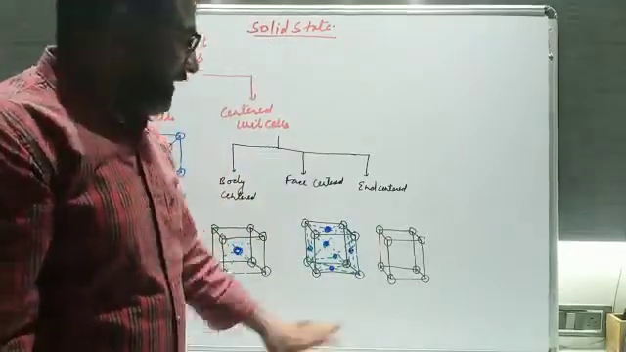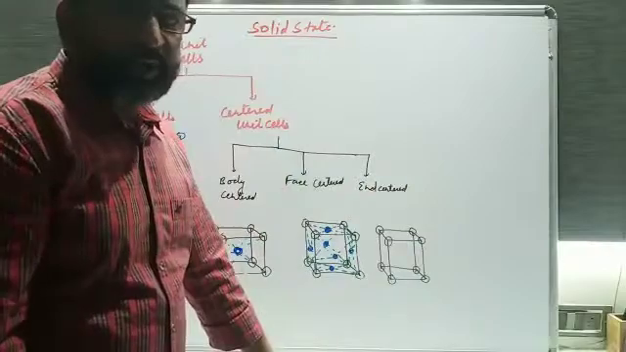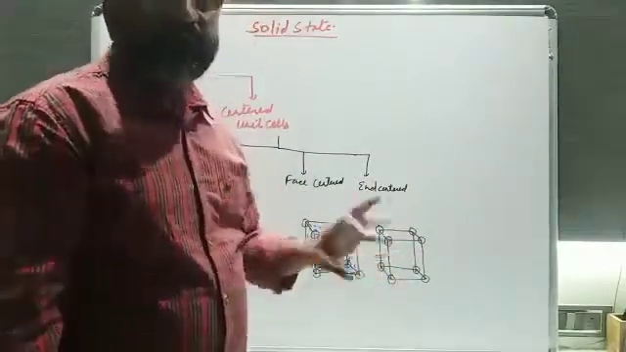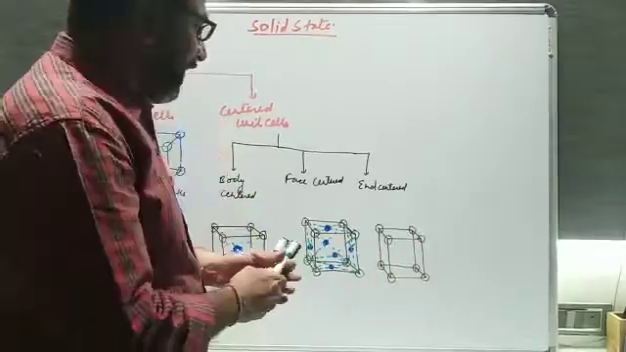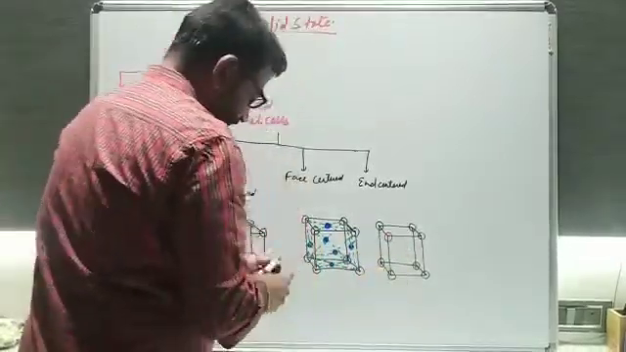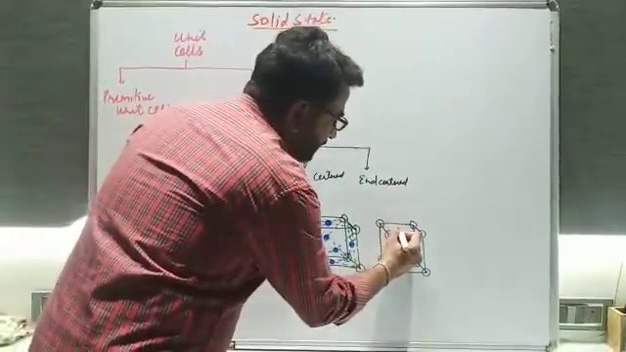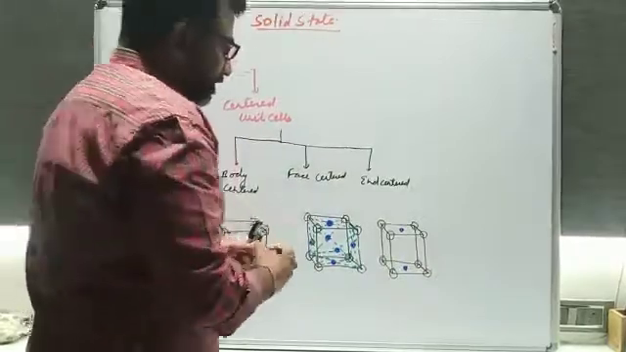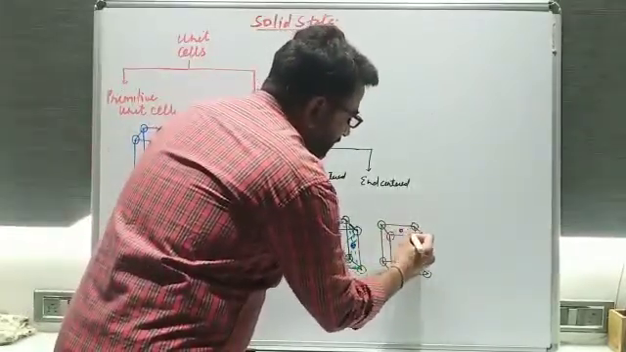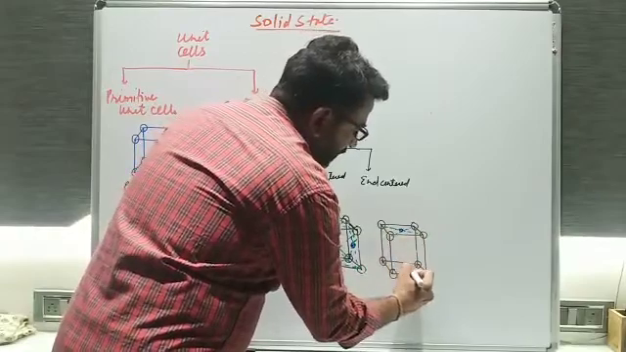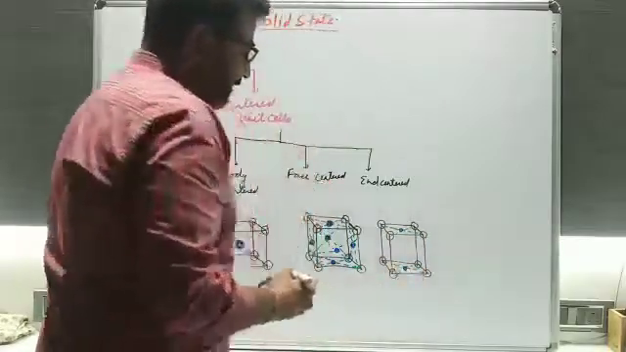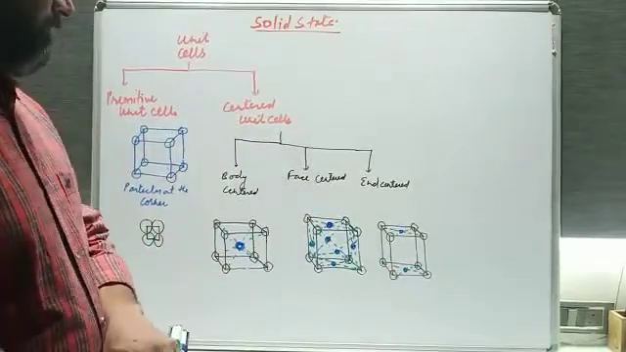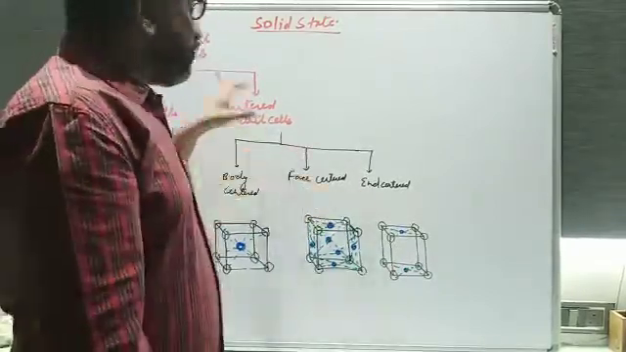What is the meaning of end centered? I told you that the primitive unit cell will be common in all the cases, but end centered means any two faces will be having one particle at the center of the faces. Is it fine? Suppose I have selected these two faces. Here one particle is present at the center, and here another particle will be present at the center. If you connect this, then the structure will be like this. So in any opposite faces, one particle is present at the center of the face, that is called an end centered cubic unit cell. Okay?